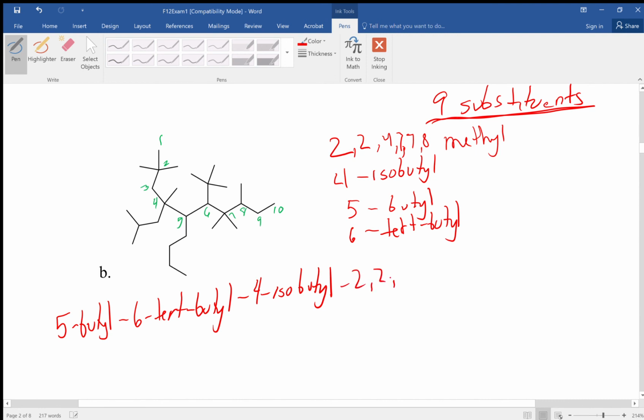Then we put in all of our methyl groups. There's 6 of them, so we indicate that by hexamethyl. Again, hexa is the numerical prefix, so methyl still gets alphabetized under M. And then finally, it's a 10 carbon chain, so we put in the parent name of decane.